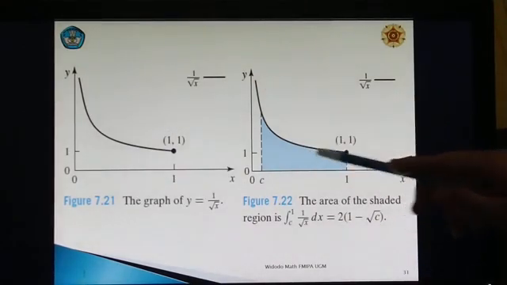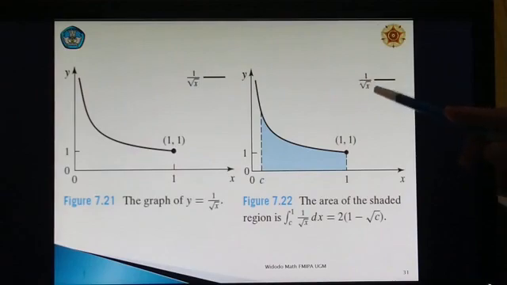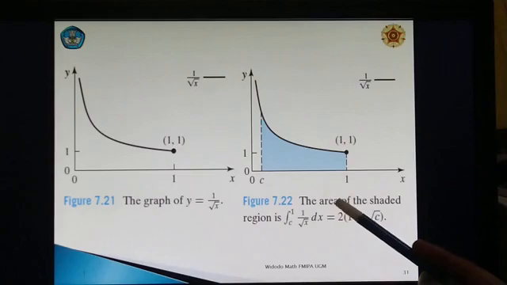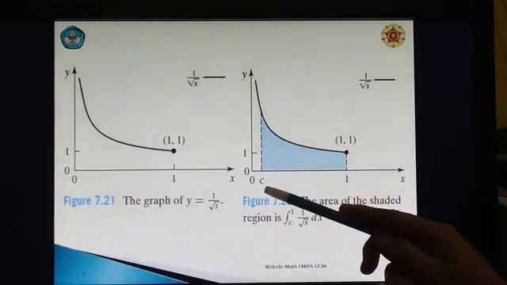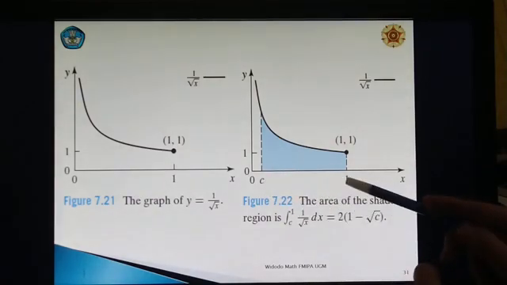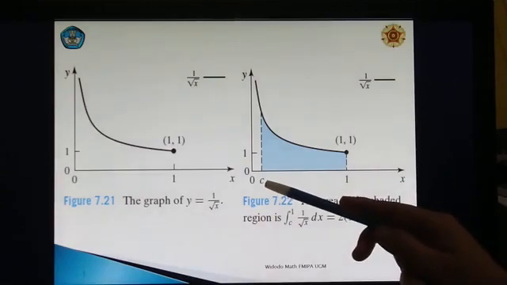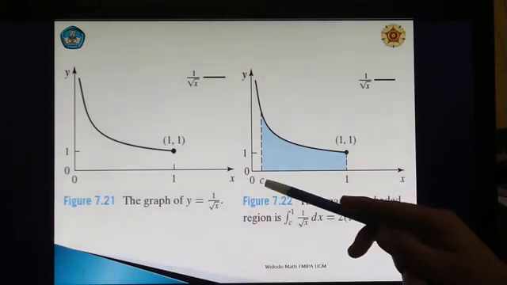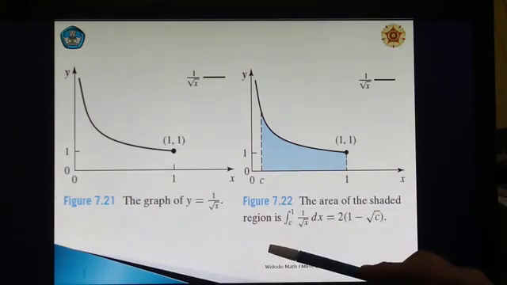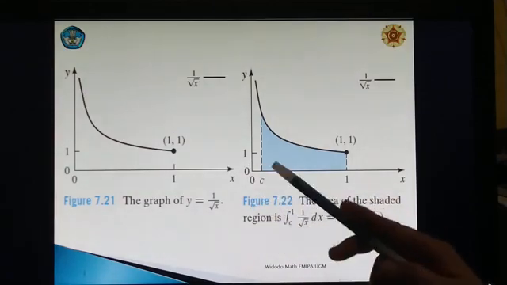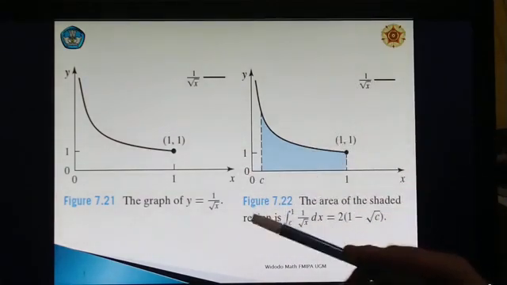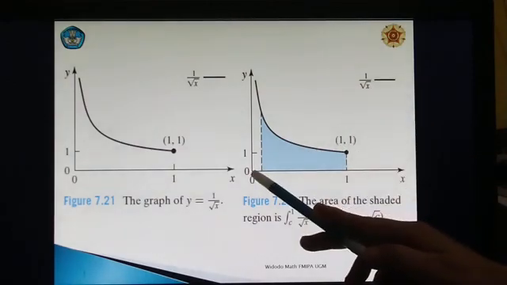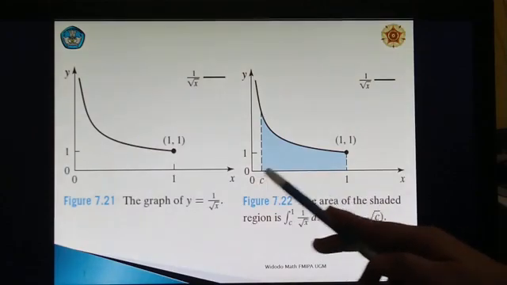The function is just like this, 1 over the square root of x. So we have to calculate the integral from, let's say, 1 until x, and x tends to 0. Okay, so the problem that makes this an improper integral is that 1 over the square root of x tends to infinity if x tends to 0 from the right.